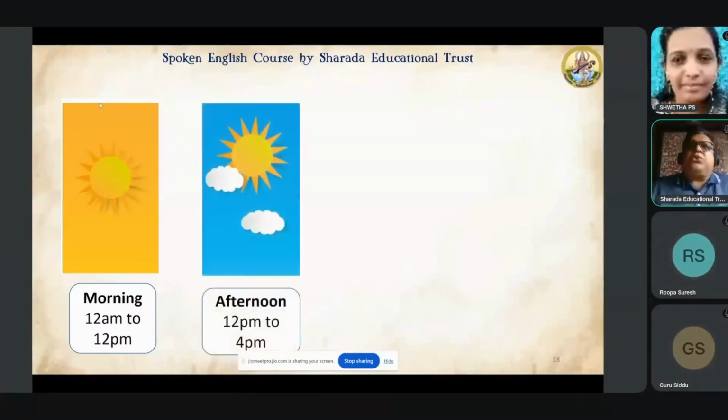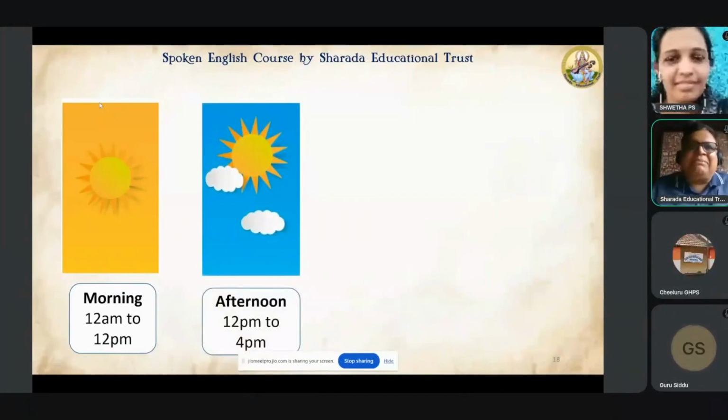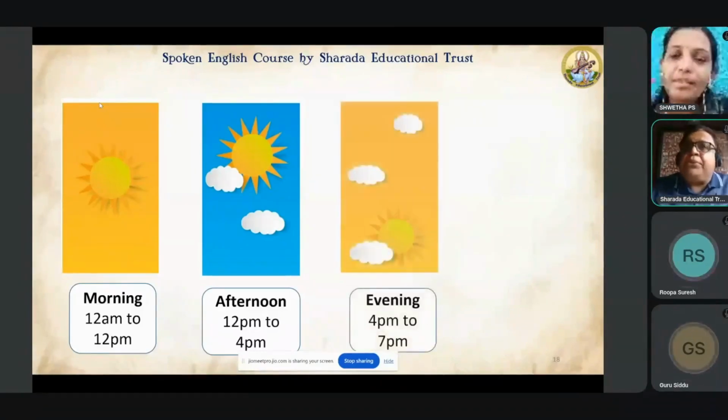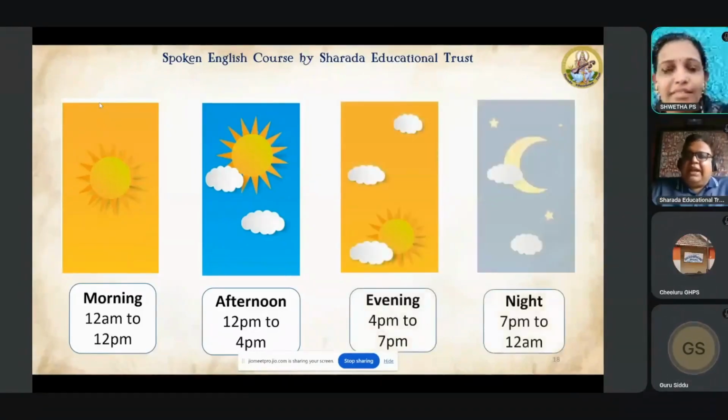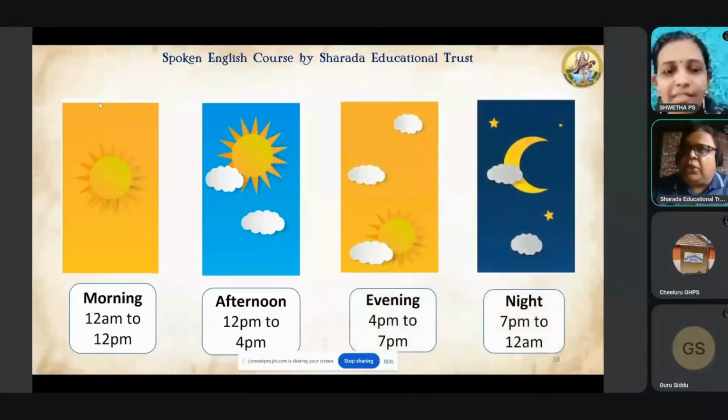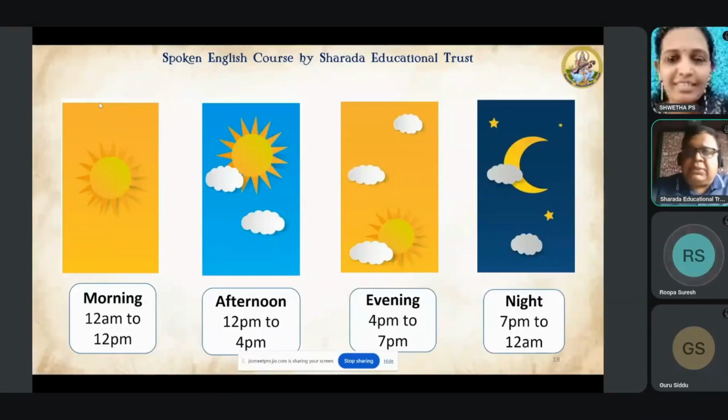But yes, we are so used to using our own meanings. It's not correct actually. Afternoon is 12 p.m. to 4 p.m., generally. Evening is 4 p.m. to 7 p.m., and night is 7 p.m. to 12 a.m. normally. Normally I'm saying, it could be 8 to 12 for night, and evening could be 4 to 8 also.